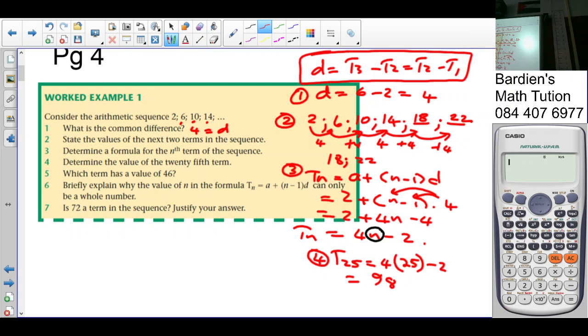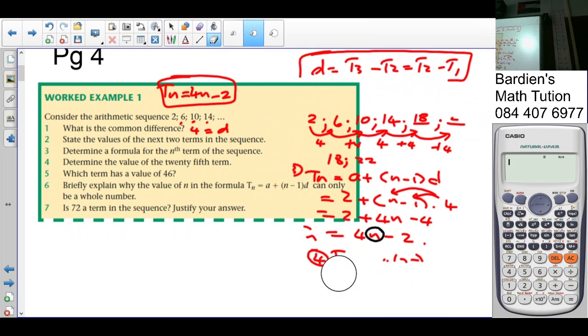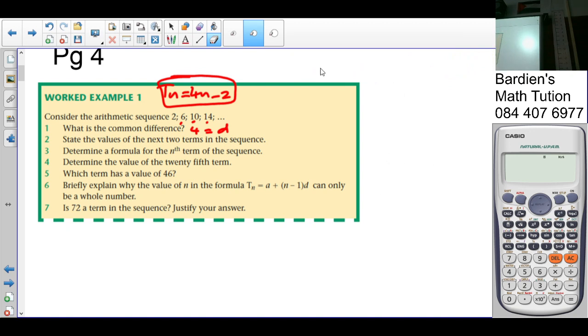You all okay with that? Any confusion at this point? No. Then in number 5, they say, the general term, yeah? Number 5, which term has a value of 46? Which term of the sequence has a value of 46?